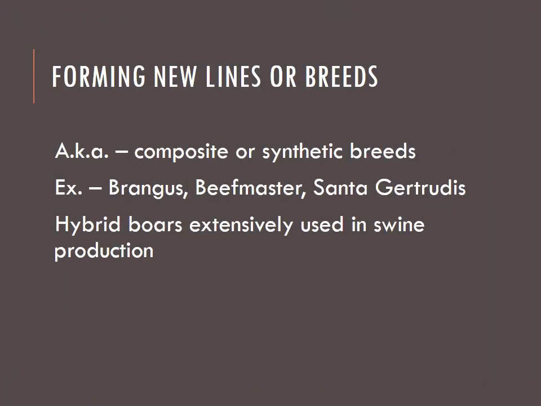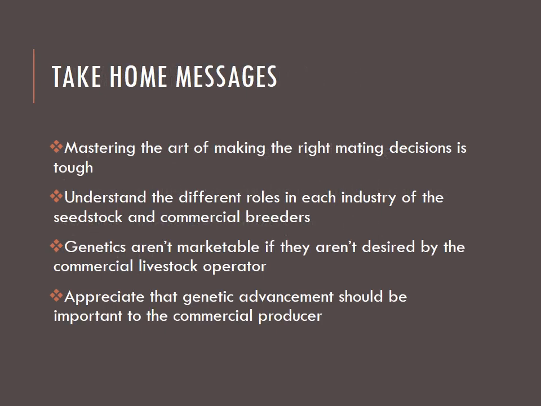New lines or breeds, composite or synthetic breeds, as they're also known, like Brangus or Beefmaster or Santa Gertrudis. Basically, you're crossing those animals continuously enough that now we've essentially made a purebred line that you can then identify as purebred, like the three that we've listed here, like hybrid boars that we've used extensively in swine production. So that certainly happens out there as well.